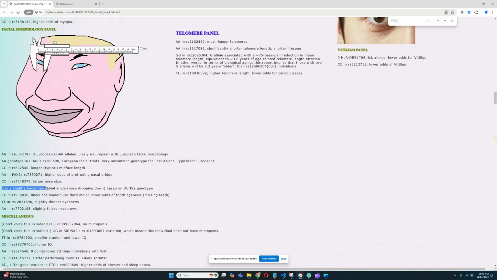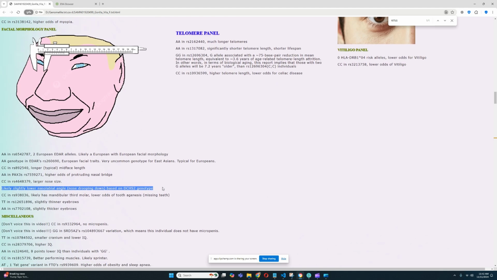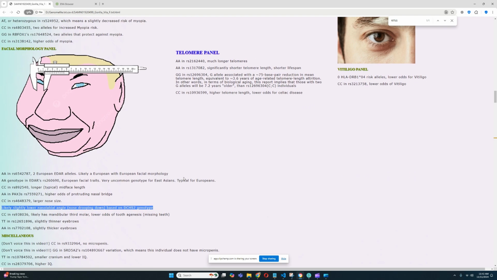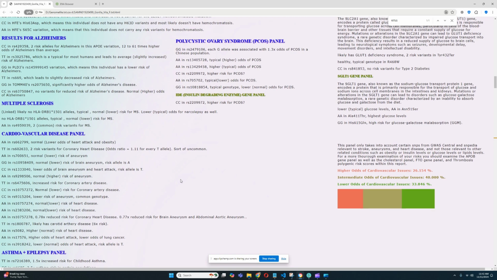Likely lower nasolabial angle, nose drooping down, based on DCH. DCH has 2 genotype. Very interesting. Gorillas certainly, I would say, have higher nasolabial angles. So that's probably not quite accurate.